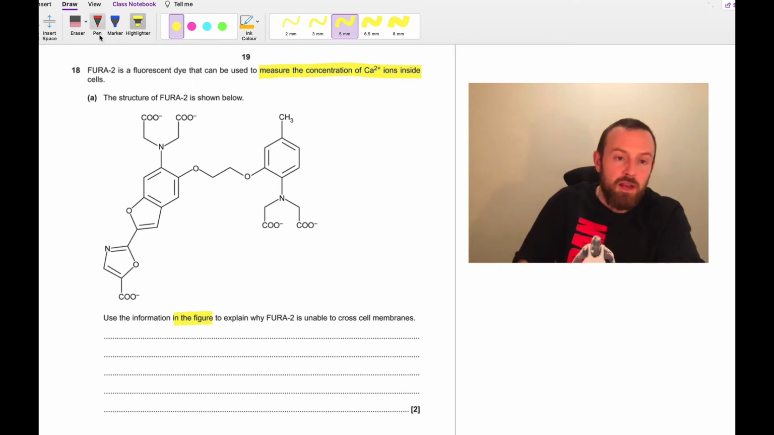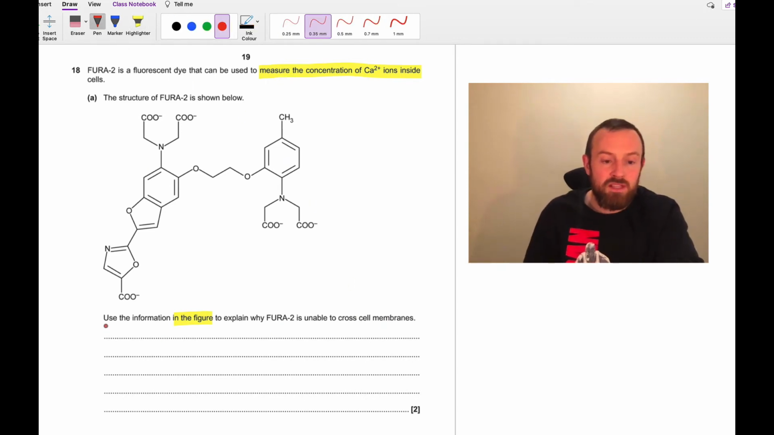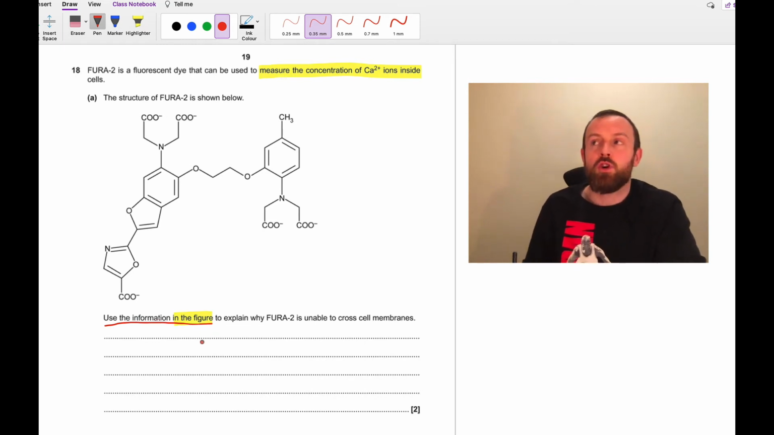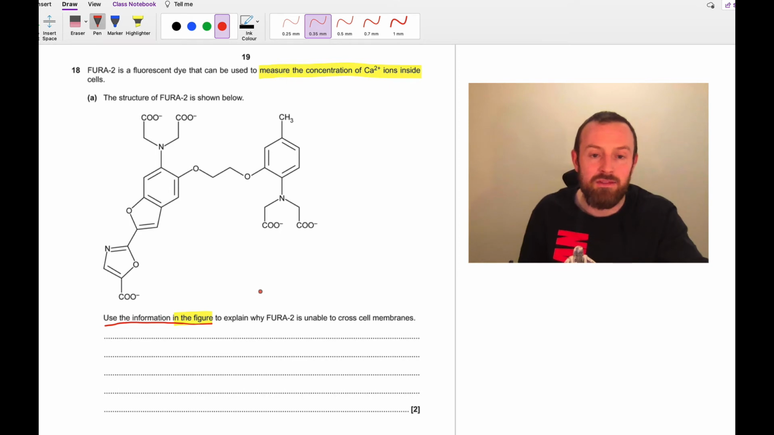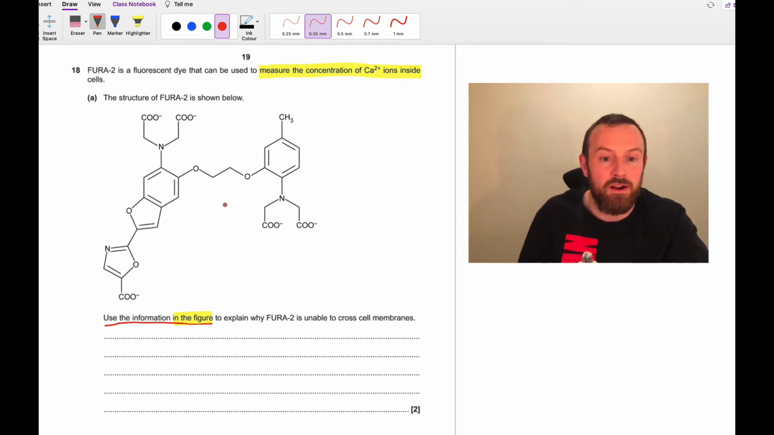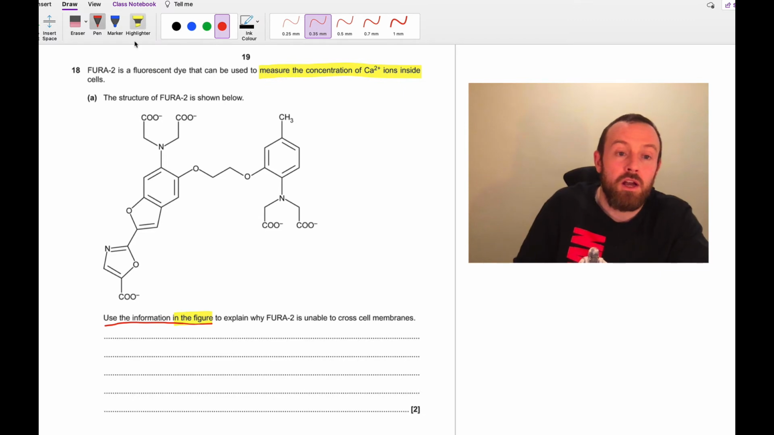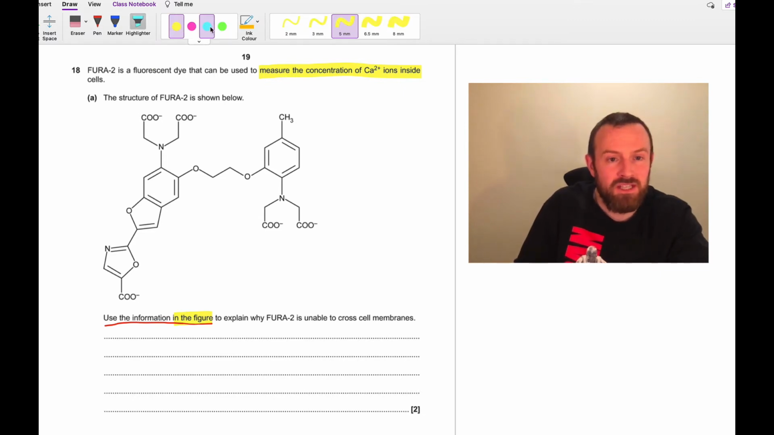I think people did this pretty well actually, but whenever you get this type of language in the paper, use the information in the figure, that means you've got to talk about something that you can actually see in the diagram. So what can I see in the diagram? I'm just looking at it. Well, it's big. That's one thing. What else is there? Well, there's a couple of benzene rings if you do chemistry. And there are also lots of COO groups. Okay, these are carboxylic acid groups. So this should hopefully jump out.